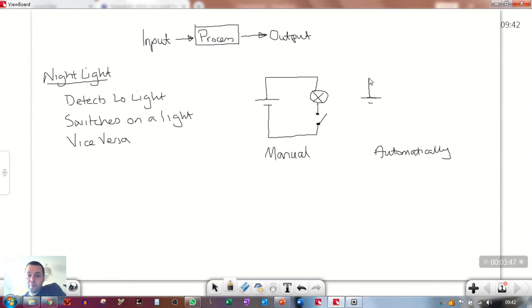A power supply, and it detects low light, so we want a darkness sensor. You should hopefully know what way around that goes. That would be the LDR on the bottom half, and a fixed resistor on the top. And then we're still going to have our light bulb as our output device.